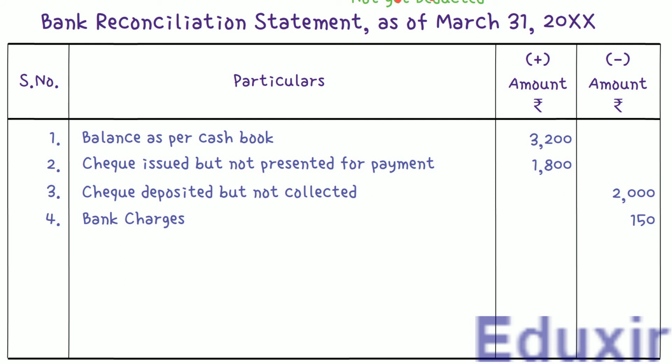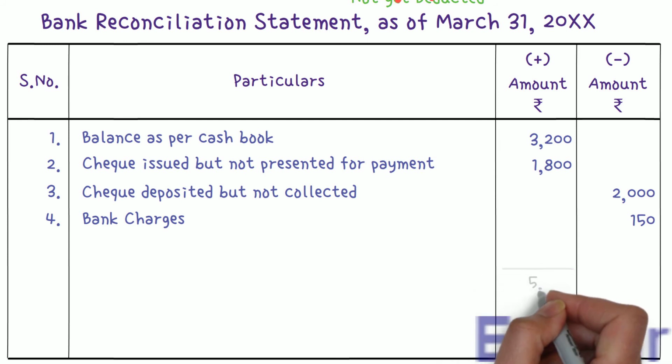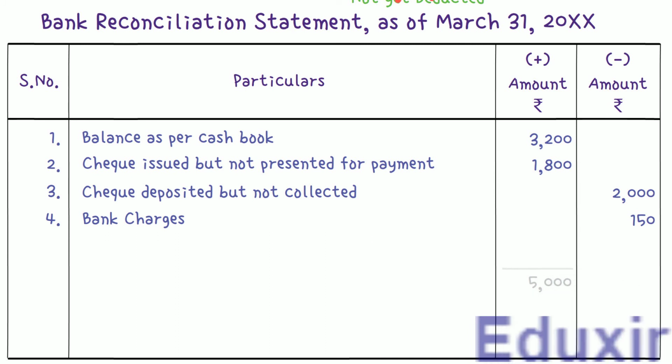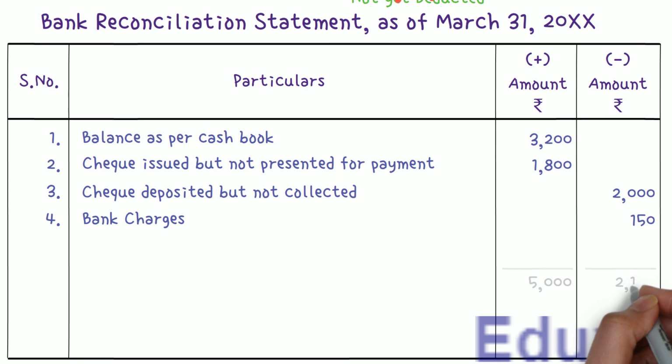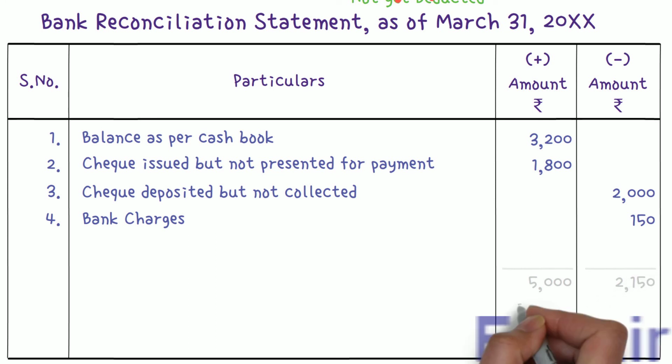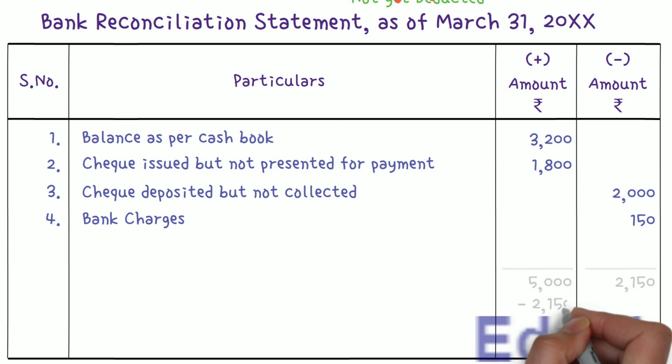The next step is to find the balance as per the passbook. Now the total of all the entries in the plus amount column is 5000 rupees. And the total of all the entries in the minus amount column is 2150 rupees. From 5000 rupees, if you subtract 2150 rupees, we get 2850 rupees. This is the passbook balance and let us now record this.